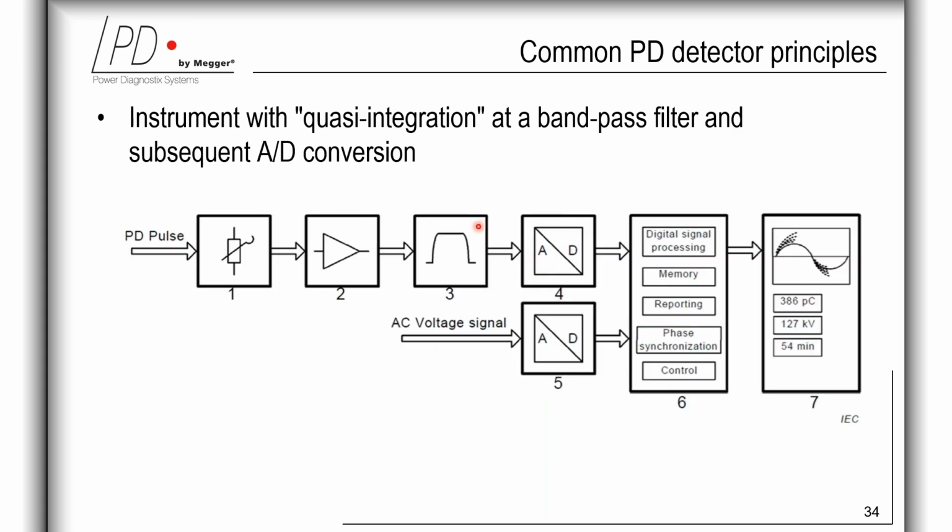And the next block diagram in this figure is showing an example of an instrument with integration at a bandpass filter and subsequent analog to digital conversion. It consists of an attenuator. So here again, the PD pulse is fed into an attenuator and then amplified, passed through a bandpass filter and converted here into a digital signal. Here again, we have the acquisition unit and then evaluation and visualization unit.